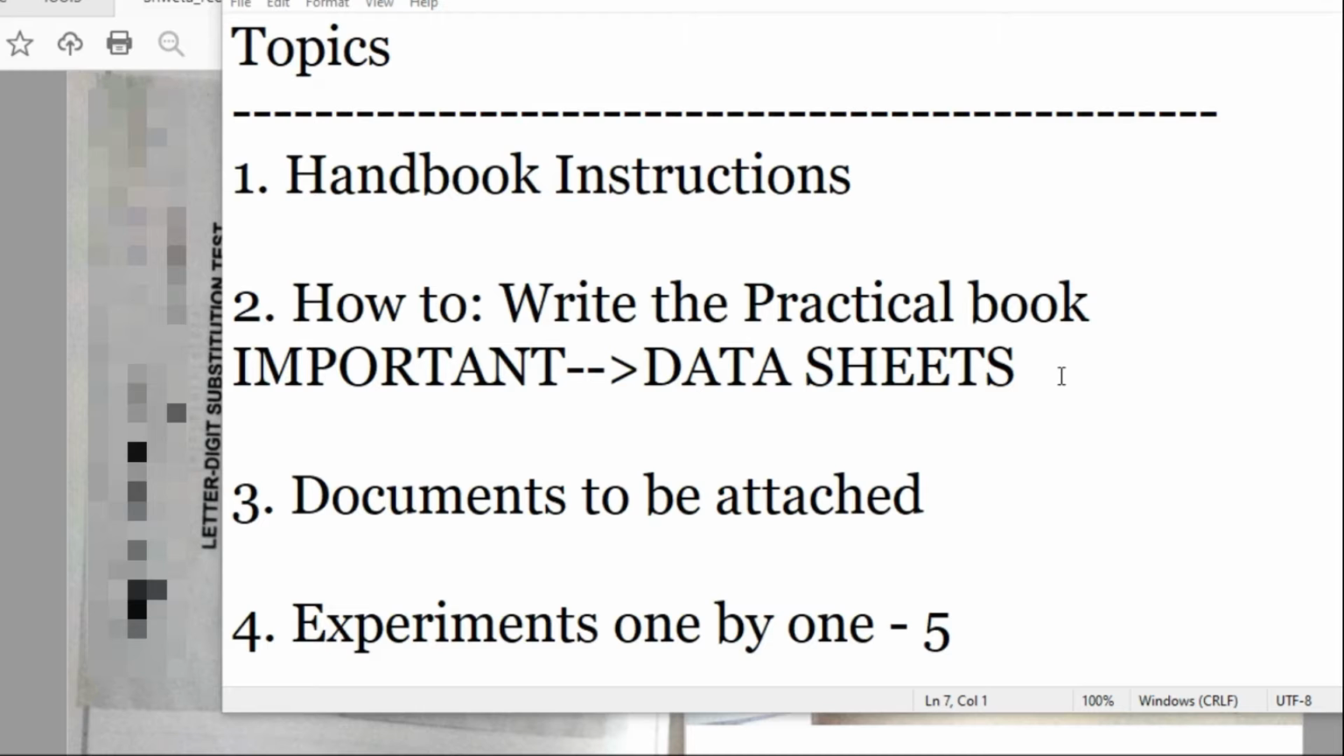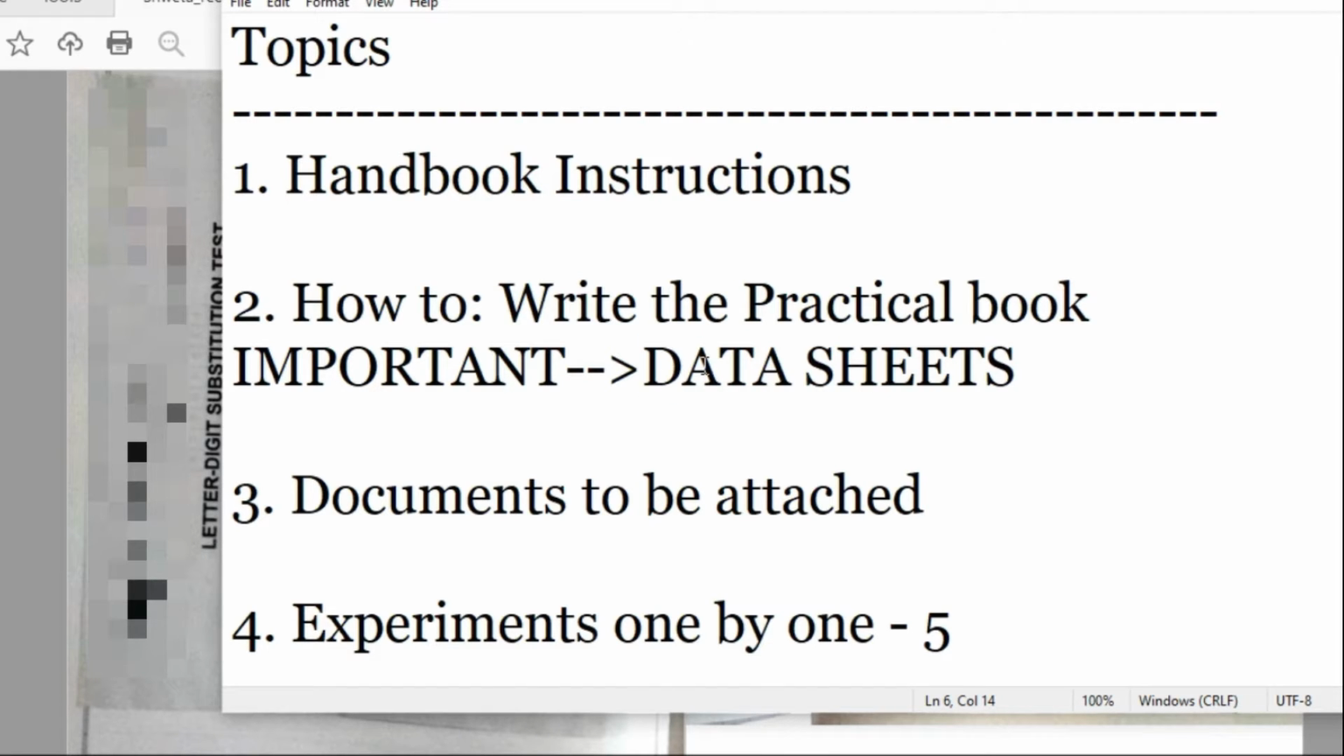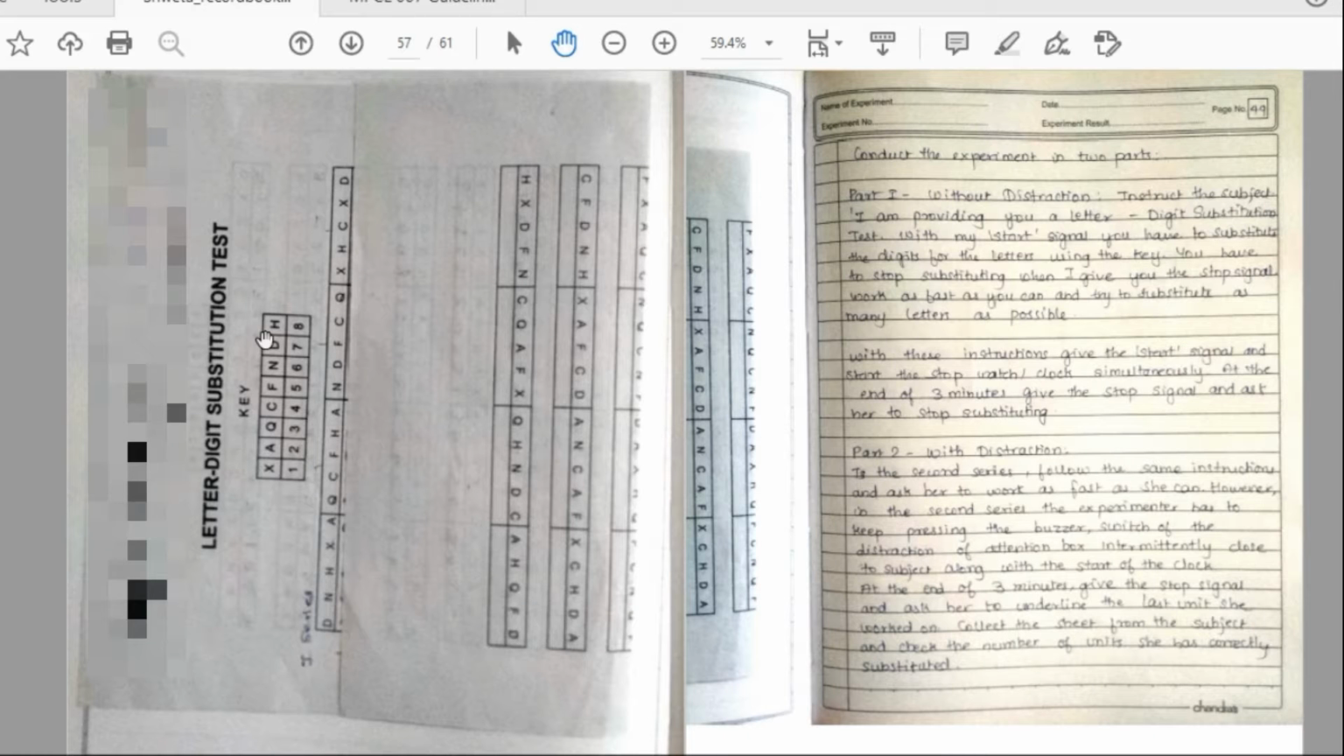The most important part of your practical book are the data sheets. Those are given or shared by the study center, on which you will be conducting the experiment. Actually, they look somewhat like this. One of your data sheets is over here. Attach the data sheet on the left hand side, that is on the blank side.